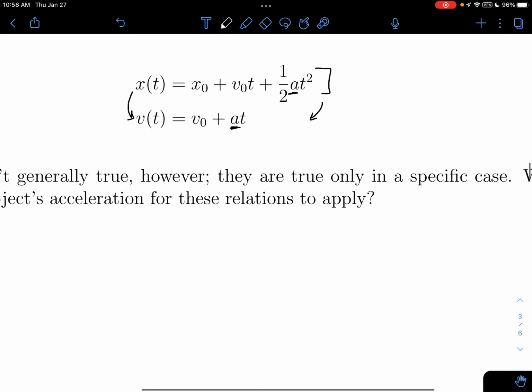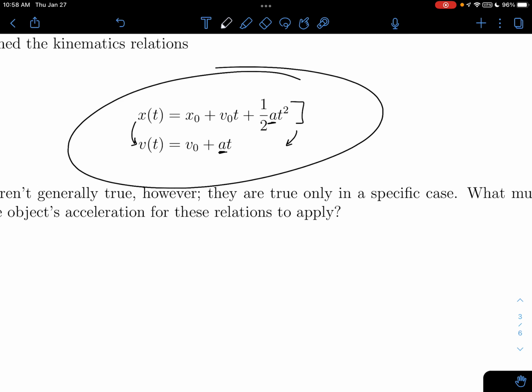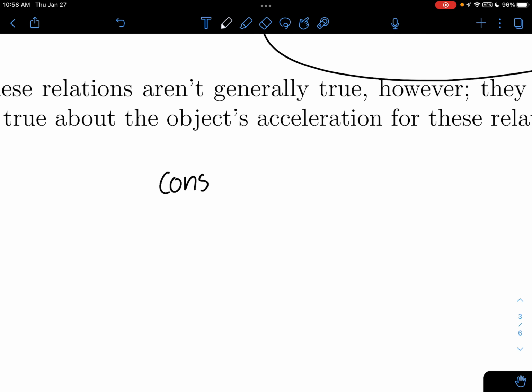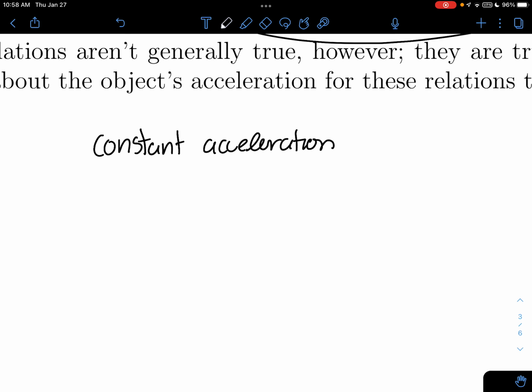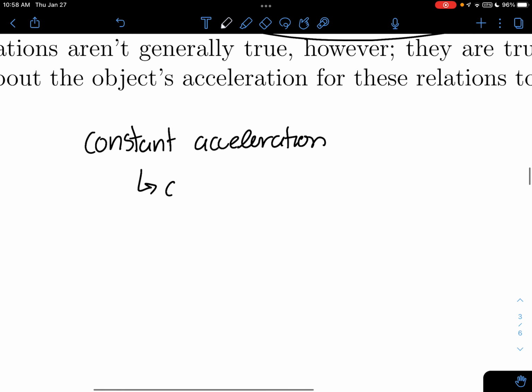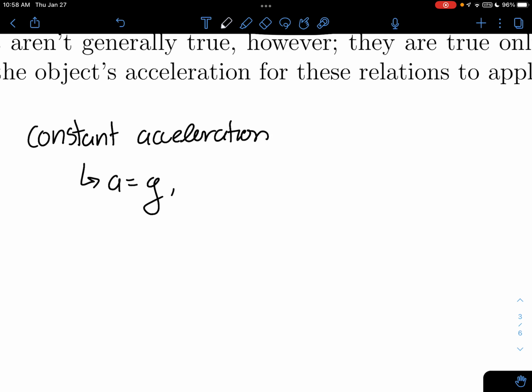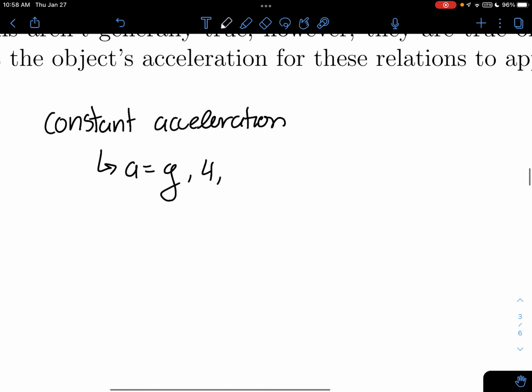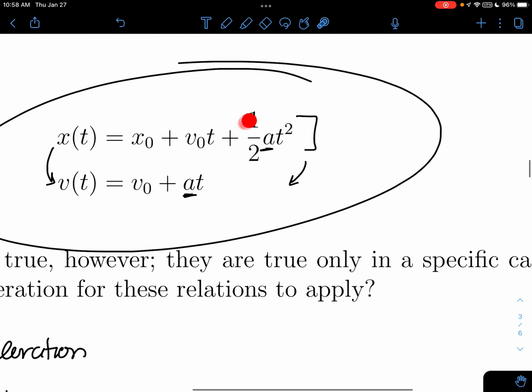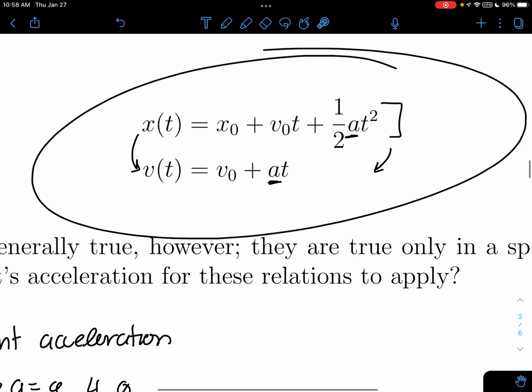So the only time when we can use these kinematics relations, these equations, is when it's a constant acceleration, or when we can assume it to be a constant acceleration. And a constant acceleration means that the acceleration is equal to any constant number, like if it was gravity, g, or like 4, whatever it is. But it also can mean that it's a constant at 0. That just means this term disappears, and we're left with our thing from before.